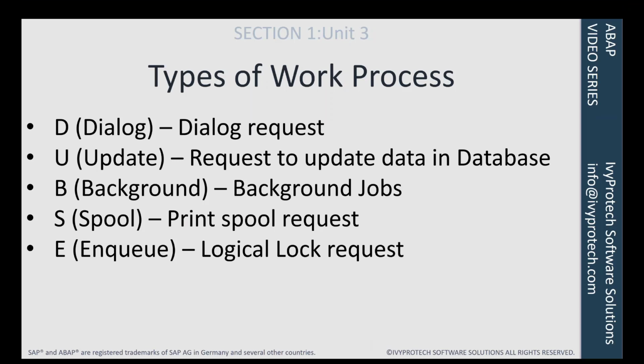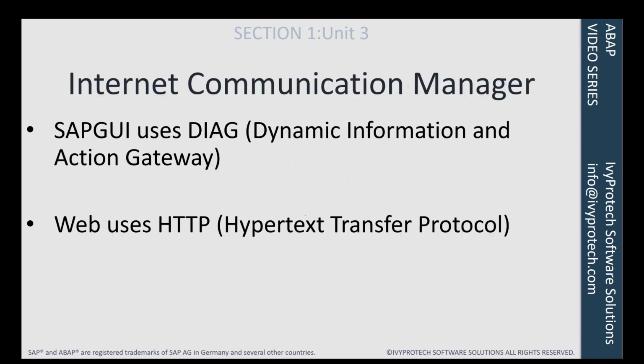We have different types of work processes to handle different types of requests. Again, what type of work process we need and how many of them we need is decided by the basis consultants. They'll monitor the system on certain parameters, and accordingly they'll take a call on that. In short, whenever you're making a request, the request goes to the application server. In the application server, we have something called a dispatcher. The dispatcher will see which work process is free, and it will assign your request to that work process. So basically, the work process is the one which is actually processing your request.